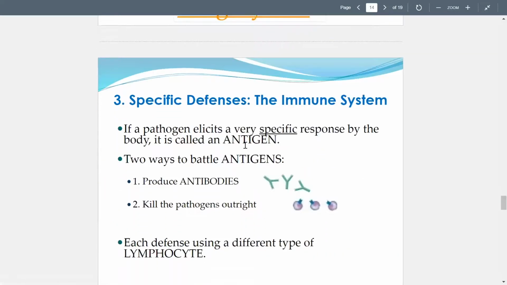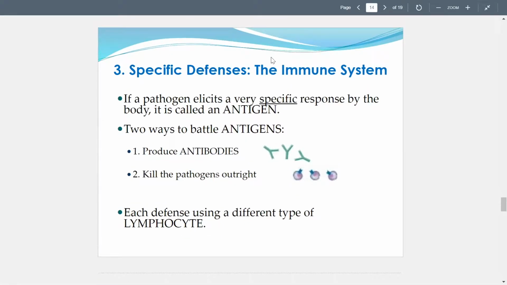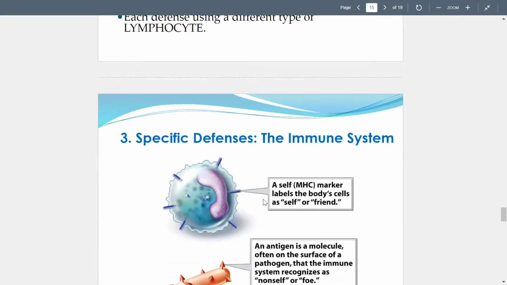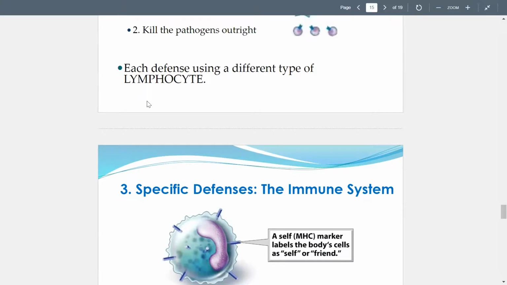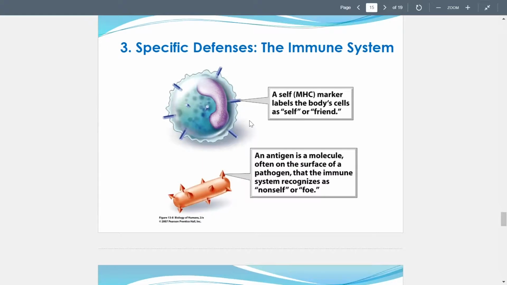So moving on to the third one, which is the specific defenses. All you really need to know about this one is that pathogens produce antigens. That's why your body produces antibodies to kill these pathogens or antigens. Each defense uses a different type of lymphocyte.